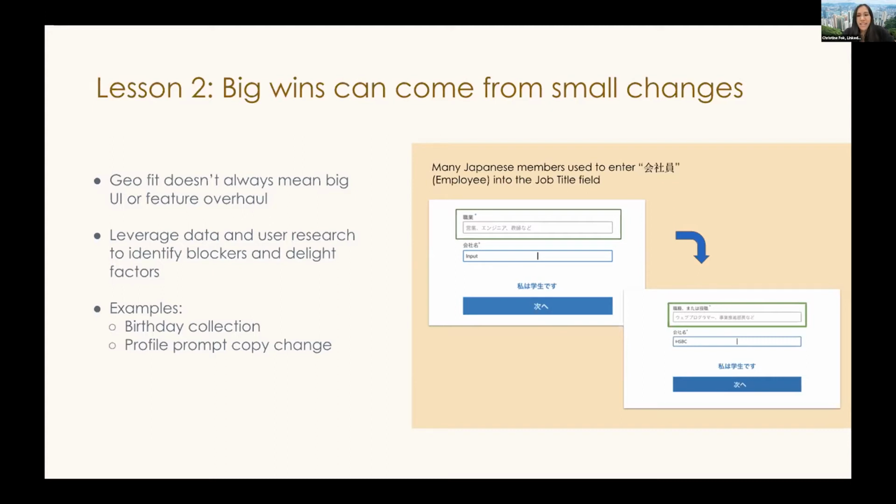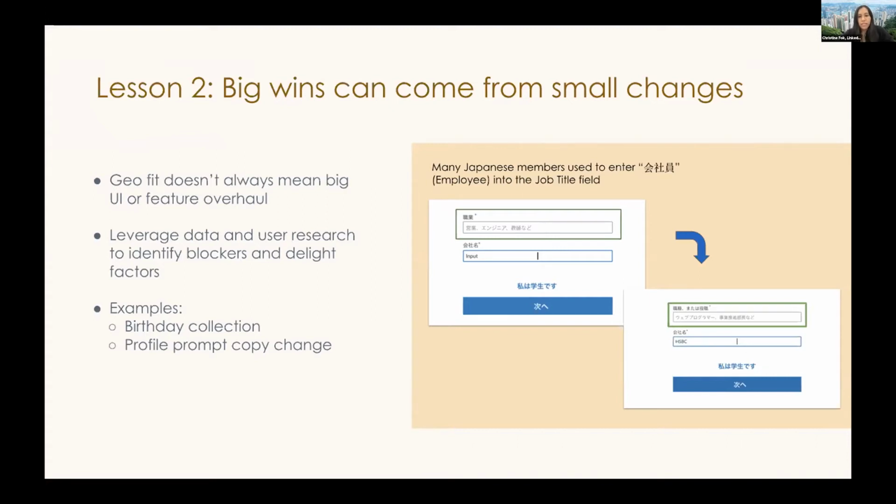And it turns out that our copy, which was directly translated from our English copy, like job title, just was not clear to our Japanese members at all. And so when they saw the prompt, all they did was input like employee. So we made a very simple copy change to be very specific about asking for what they do at work. And that copy change alone drove over 40% increase in people giving us what we would consider a job title.